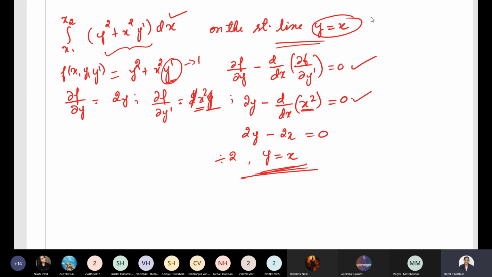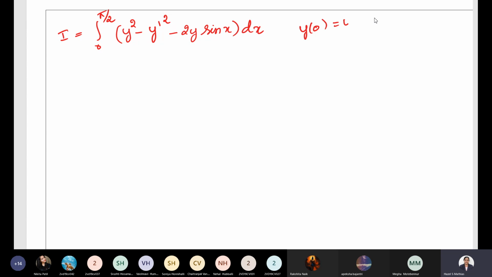Find the extremal of the functional I is equal to integral 0 to pi by 2 of y square minus y dash square minus 2y sin x into dx, under the conditions y of 0 equal to y of pi by 2 equal to 0. So there are two conditions.